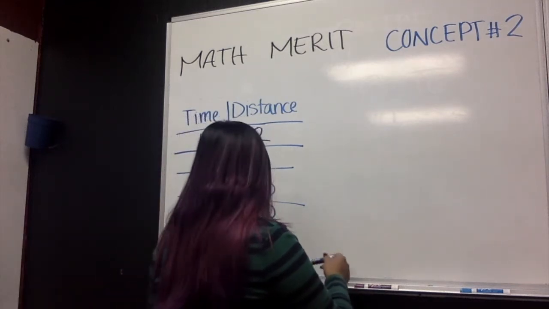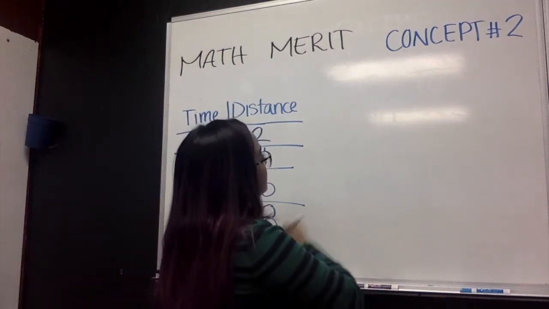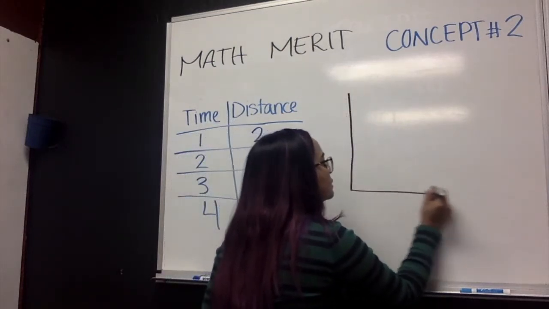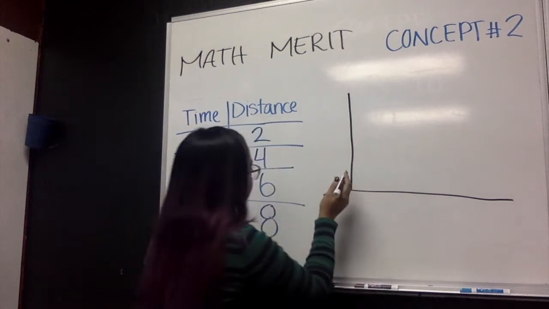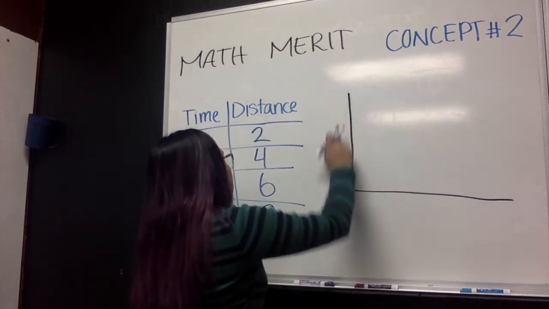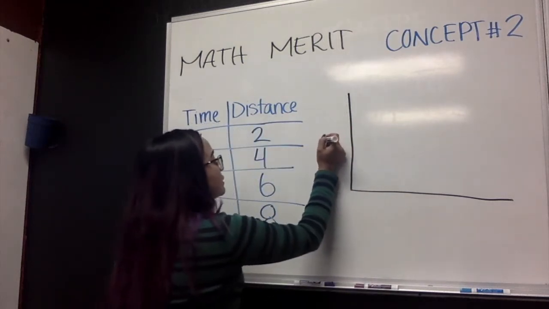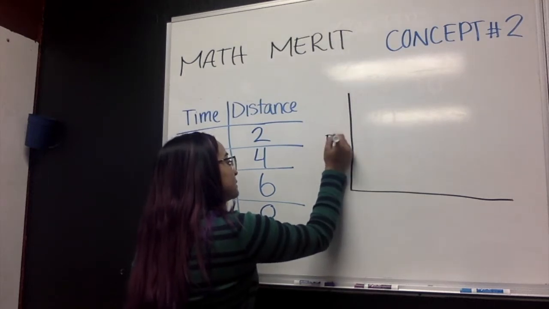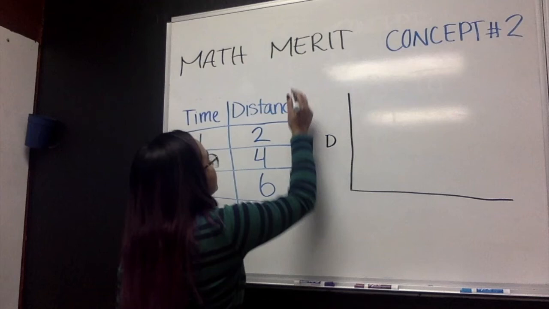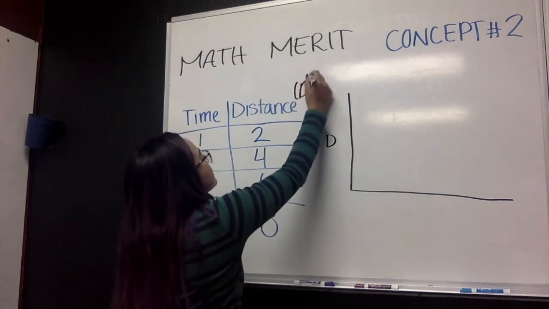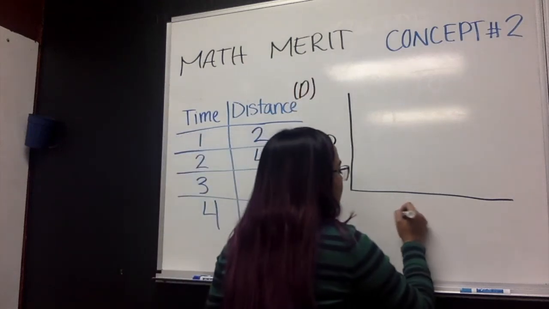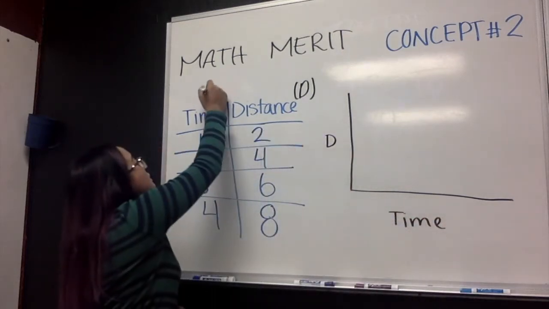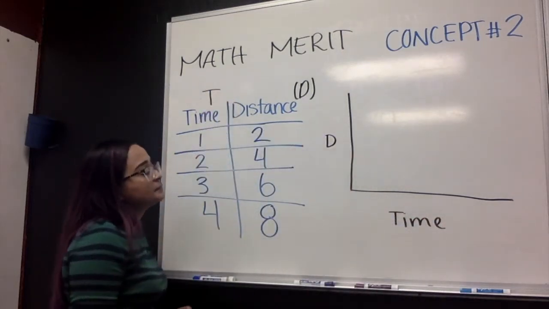So to graph it, we're just going to be graphing it like this. This way, we're going to have distance. We're going to put D for distance. And this way, we're going to be having time. So T for time.